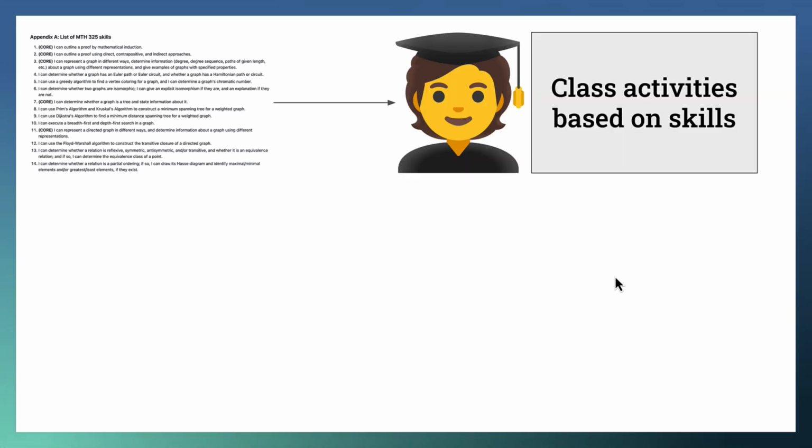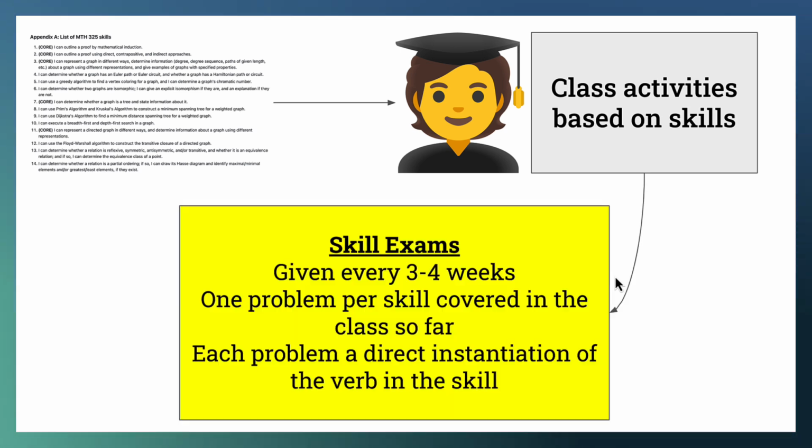From the skills, I designed the class around activities based on the skills. For example, when we're just introducing skill number 5, which is about using the greedy algorithm to find a vertex coloring for a graph and determining a graph's chromatic number, that whole week was nothing but in-class practice on, guess what? Using the greedy algorithm to get a vertex coloring and then determining the graph's chromatic number. We just did lots of practice on that throughout the week, and those are based on the skills. So the class activities are aligned with the skills. And then the assessments are what are called skill exams.